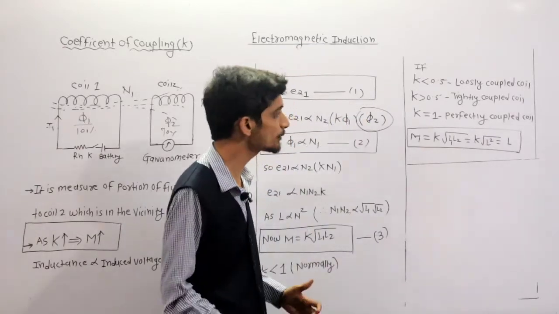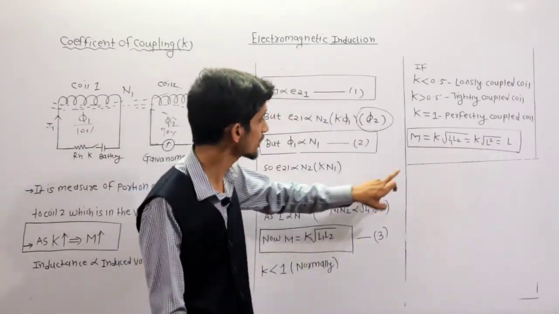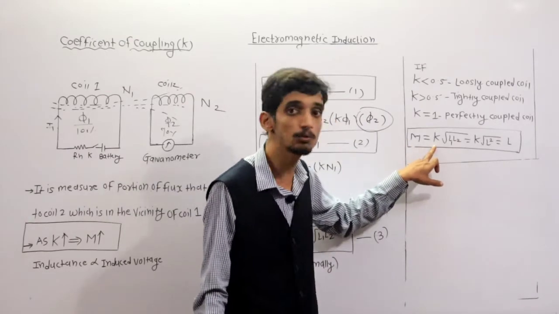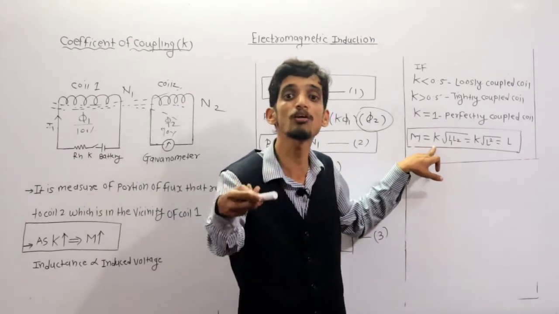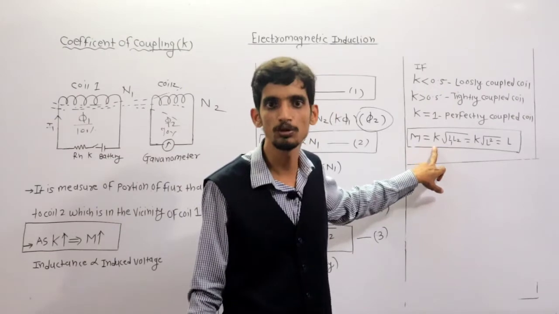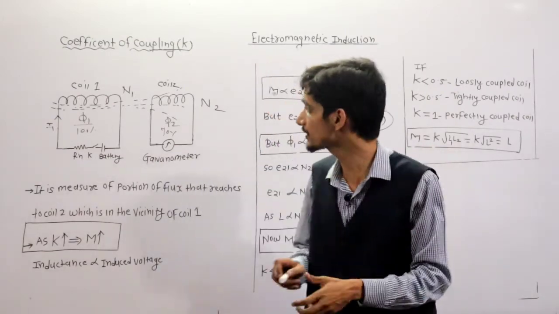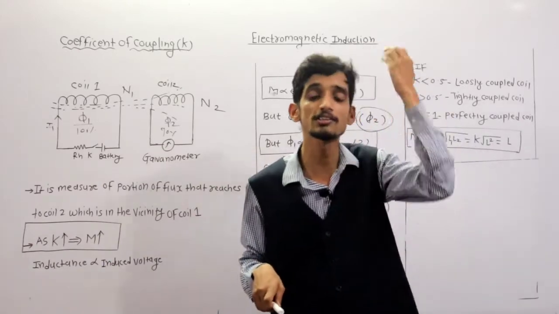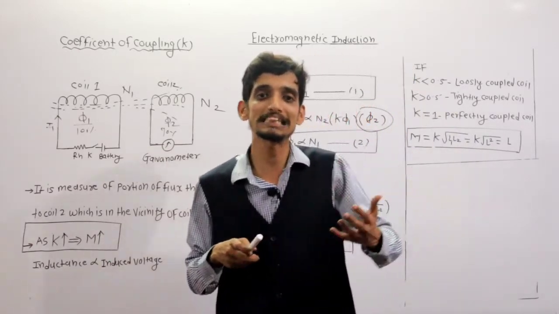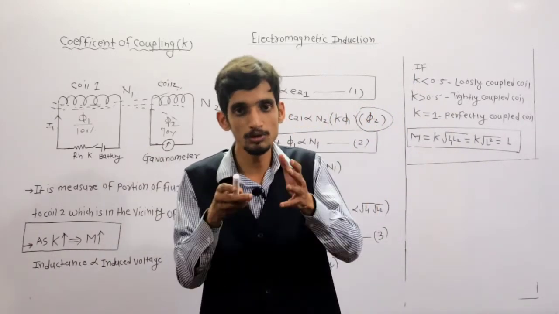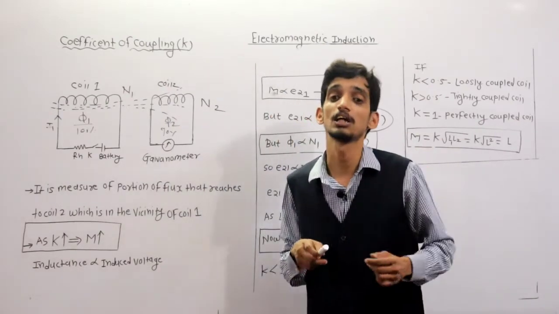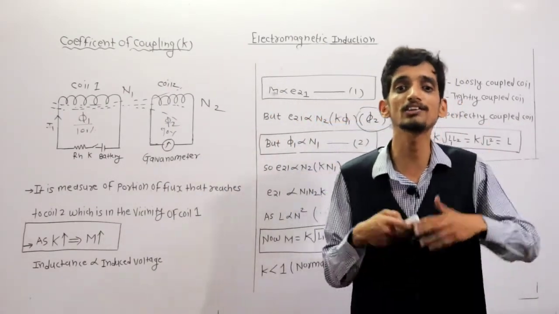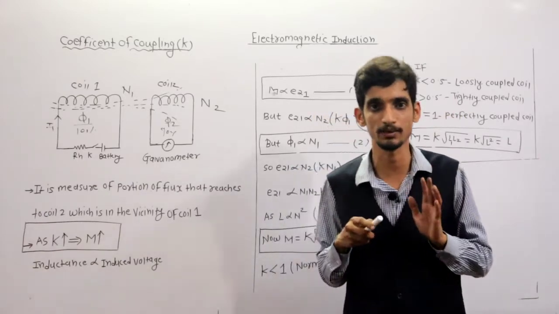So which formula do you have to remember? You have to remember mutual inductance M is equal to K times the square root of L1 into L2, where L1 and L2 are the self inductances of these two coils. It means what is the important observation? Each coil must possess self inductance. So to calculate the mutual inductance, you always have to calculate the self inductance of the two coils.